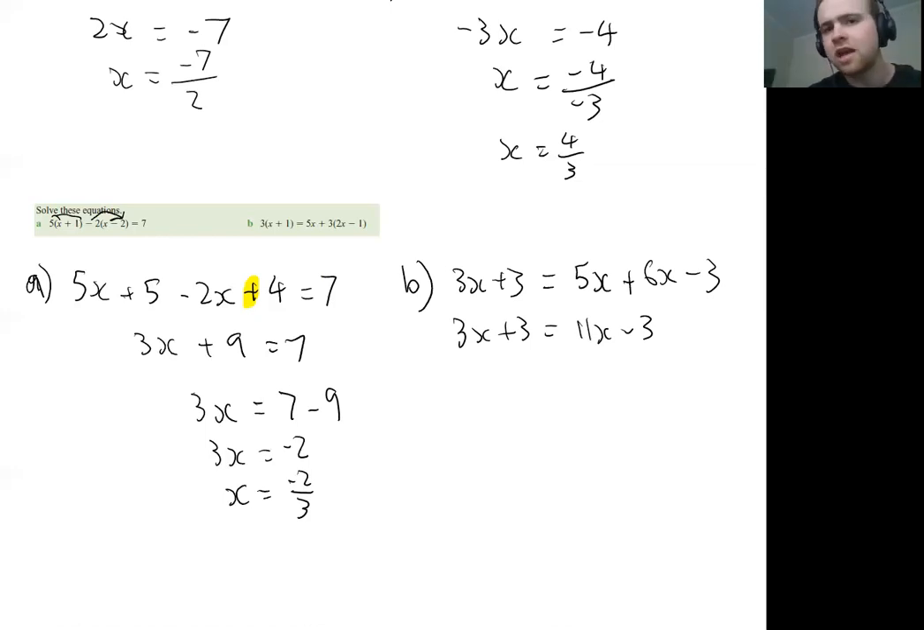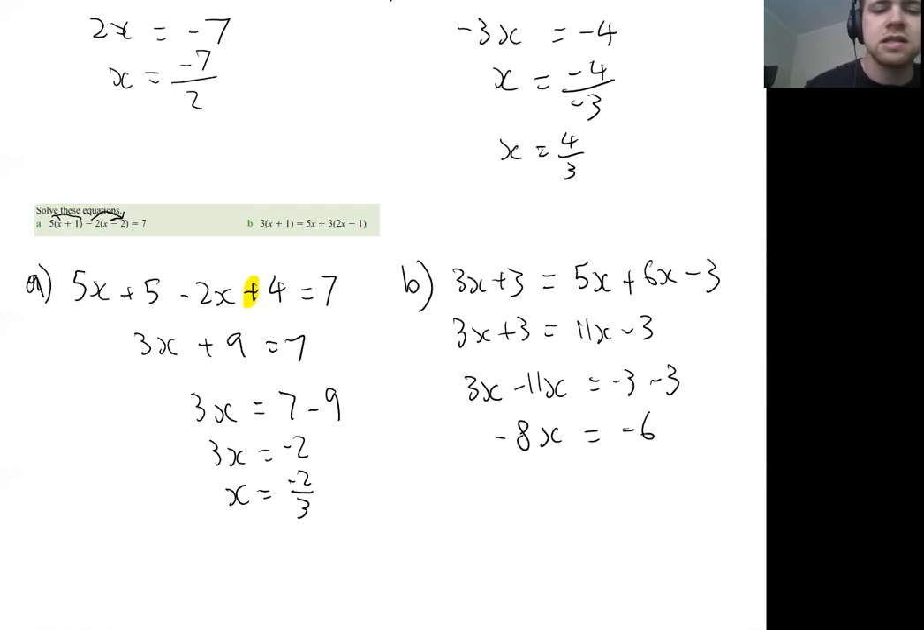Now look, if you like having x's on the left side, let's just do it that way. You can move it to any side, but often people prefer to just keep things on the left. So we're going to move the 11x across to become minus 11x. And we're going to move the plus 3 across to the other side to become minus 3. So we get 3x minus 11x equals minus 3 minus 3. Simplify both sides, we get minus 8x equals minus 6.